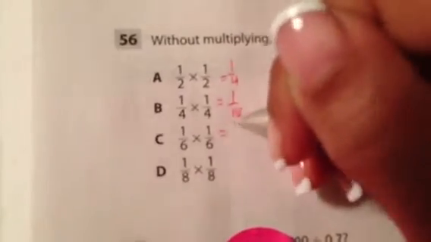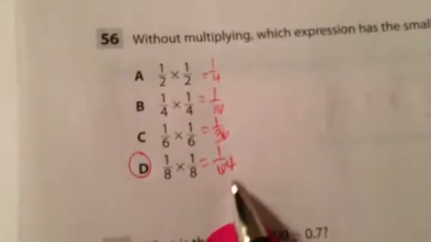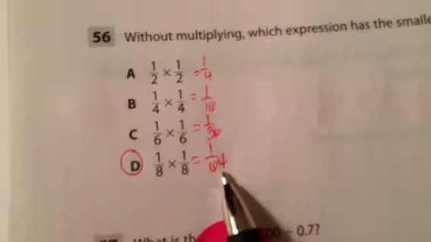Okay, without multiplying, which expression has the smallest product? So I want to know which is the smallest one, even without actually multiplying. If it really bothers you, you can just do the multiplying out. But I know that just by looking at it, I'm going to get 1/4, 1/16, 1/36, 1/64. This is the tiniest one. That's a very tiny piece. One piece out of 64.